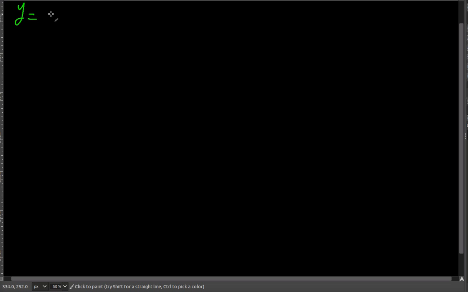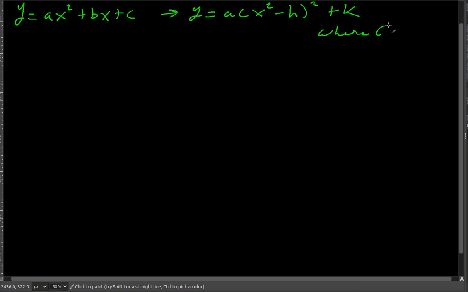Now, I want to refresh your memory. Ax squared plus bx plus c is going to become y equals a times (x minus h) squared plus k, where h and k are the vertex. The vertex is the lowest or highest point of the parabola, and that's what we're learning about. So let's look at this function right here: f of x equals negative 5 times (x minus 2) squared minus 7.